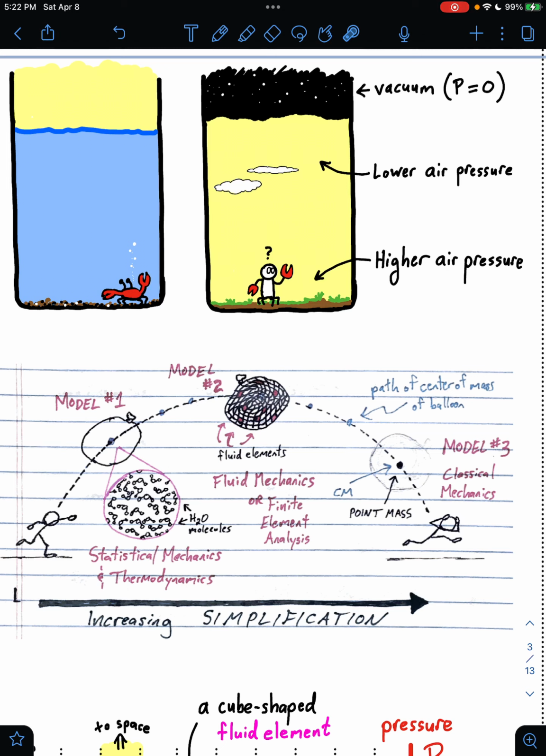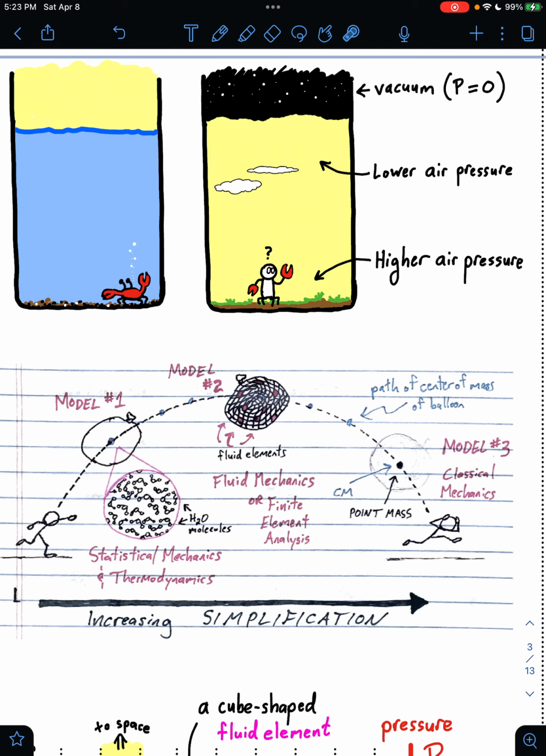And just as we know, the water pressure increases as we go deeper into this tank, the air pressure increases as we go from outer space down towards the surface of the Earth, from a pressure of 0 at vacuum, low air pressure, and down here where we move about in high air pressure. So we want to be able to calculate how the pressure in a fluid changes with depth. So we need a model for handling fluid physics.